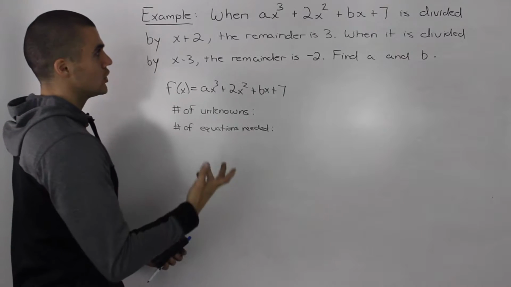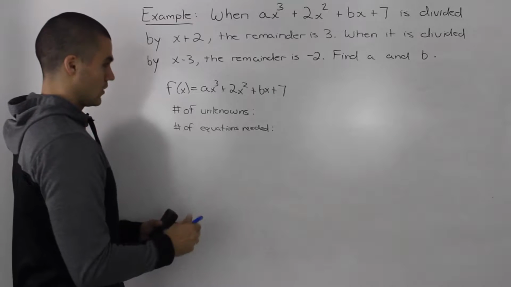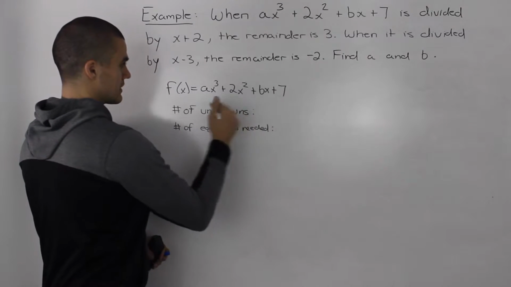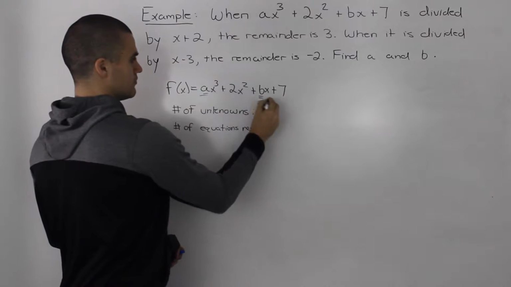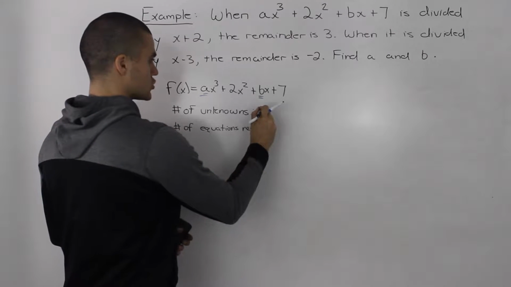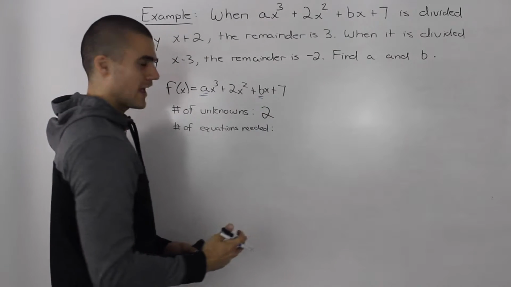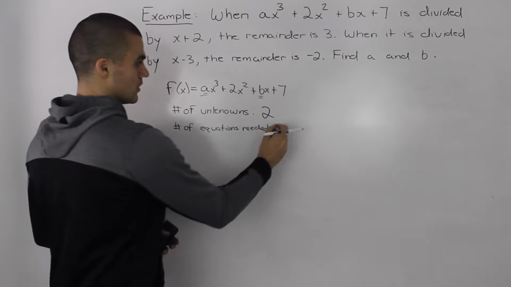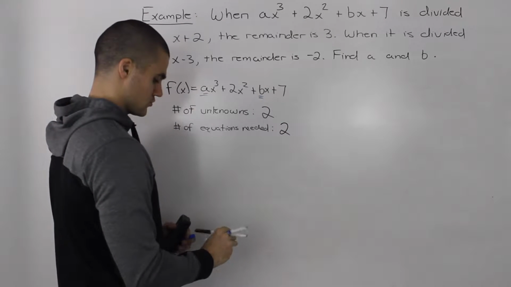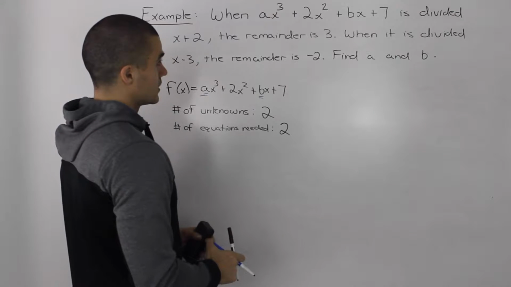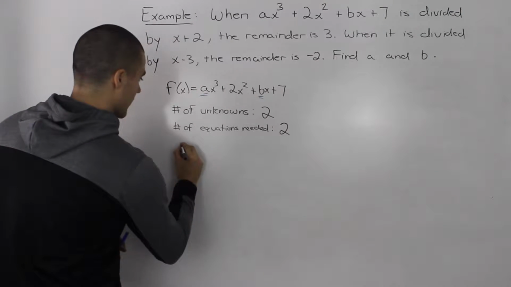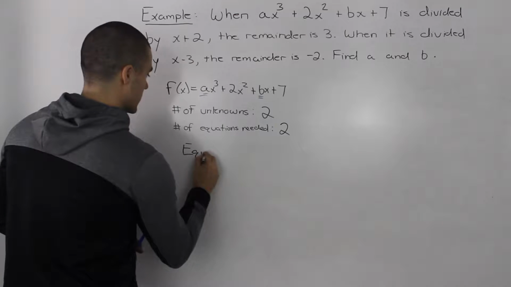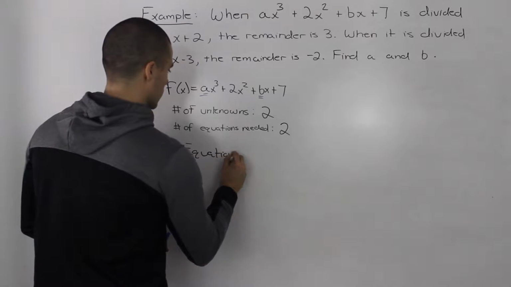Now, how many unknowns do we have in the dividend? Well, we have to find the a and b values, so we've got 2 unknowns. And whenever we have 2 unknowns, how many equations do we need to find them? Well, we're going to need 2 equations. So let's find our first equation. So equation 1.